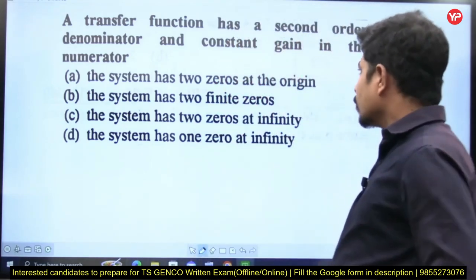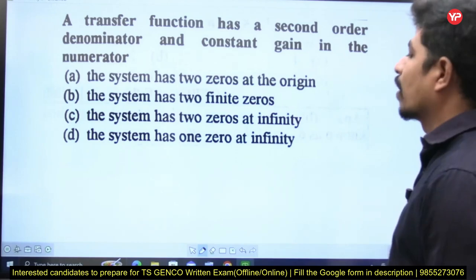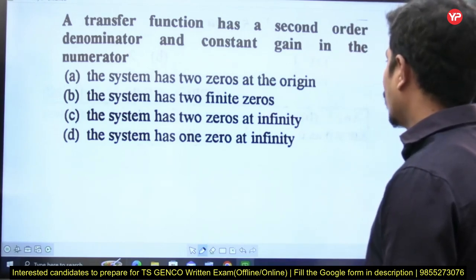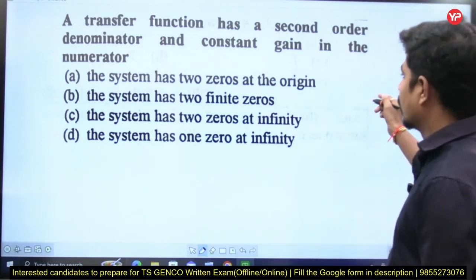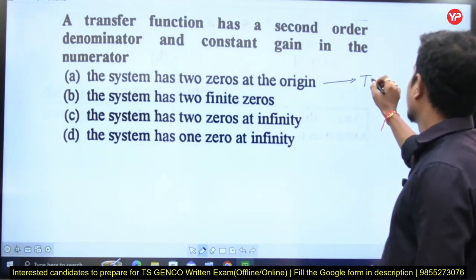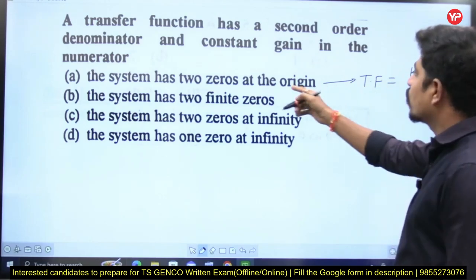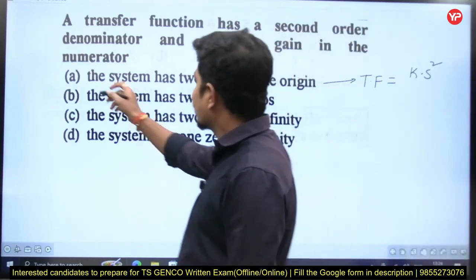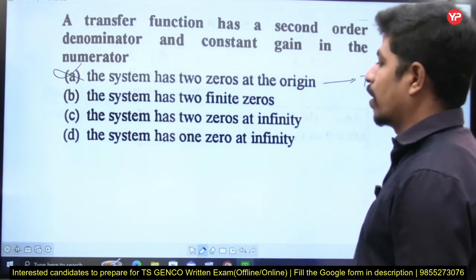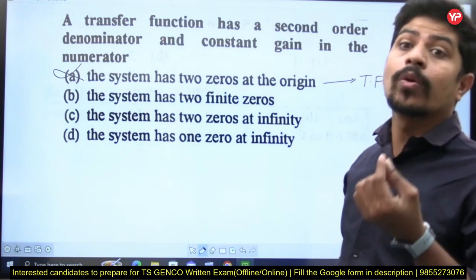First question. A transfer function has a second order denominator and a constant gain in the numerator. Read the options. First option is, the system has two zeros at the origin. If it had two zeros at the origin, then the transfer function would be some k into s square. That is wrong, since the numerator is constant and the denominator is second order. Second order denominator means the denominator has s square, so the order is 2, or it has 2 poles.